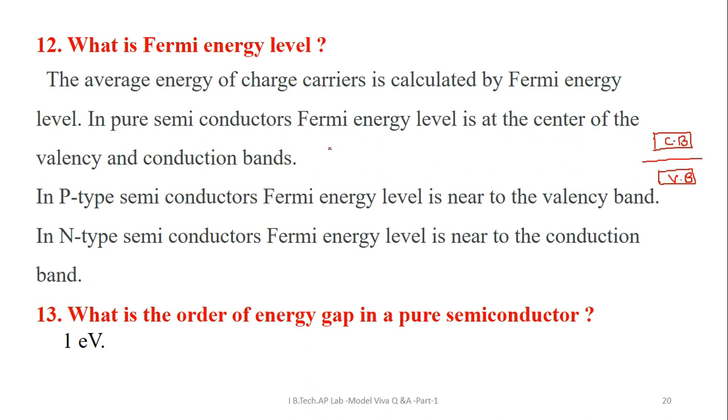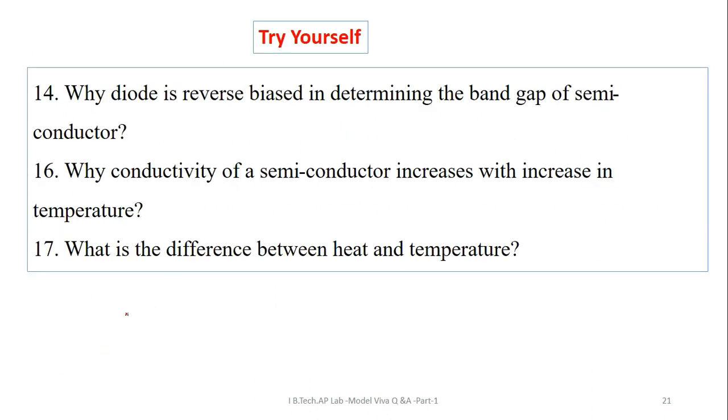This is for pure semiconductors. Whereas in p-type semiconductors, the Fermi level is near the valence band. So if it is a p-type, it will shift downward. If it is an n-type, it will shift up. Generally, for a pure semiconductor, the order of the energy gap will be 1 electron volt. These are some other questions you can try yourself.